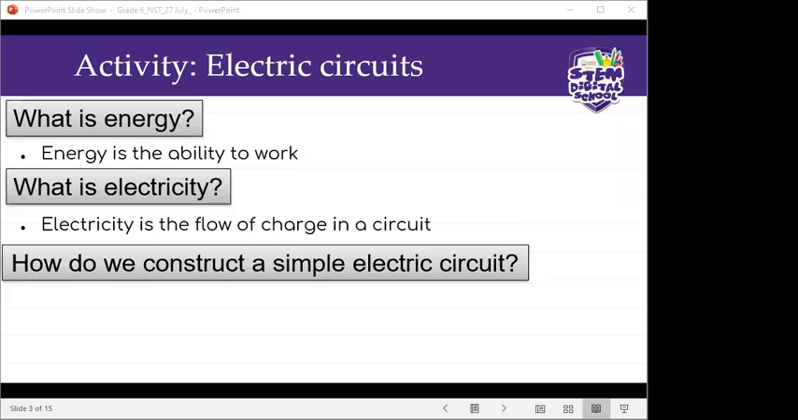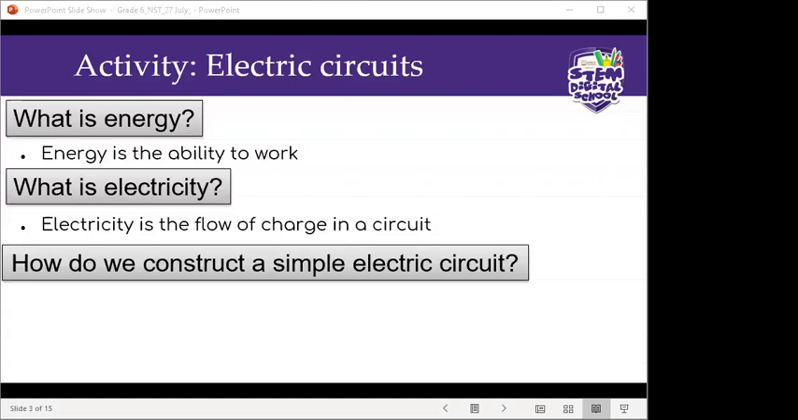Yes, yeah, I got your test. Come, guys, raise your hands. You knew what electricity was. We were on a great flow. How do we construct a simple electric circuit?